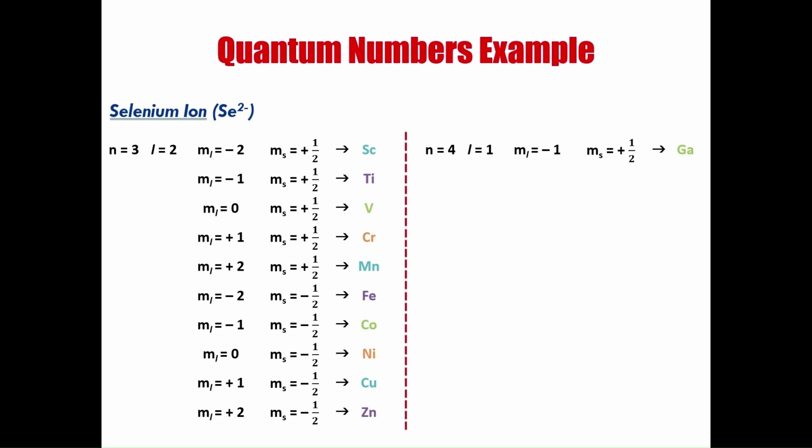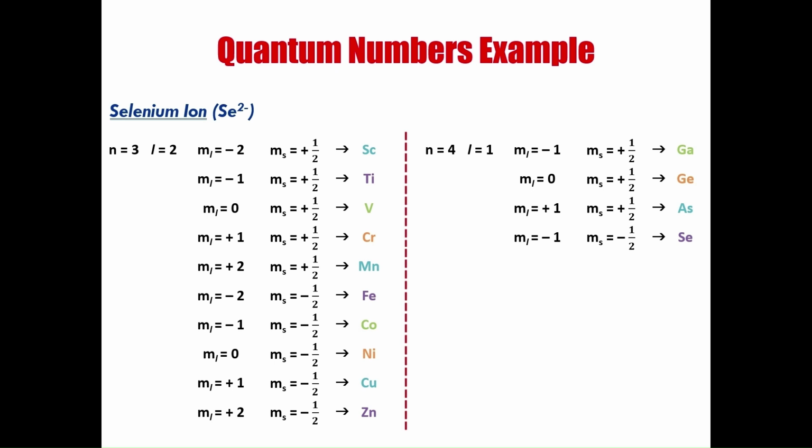Now, as always, I'm going to half fill each one of the p orbitals first with a positive spin. So I'm going to go to the next orbital, which is 0, positive spin, germanium. And then the next orbital will be positive 1, positive spin, arsenic. And now that I've half filled my 4p orbitals, I'm now going to fill them by pairing them with a negative spin electron. So going to my negative 1 again, negative spin electron, I'm now at selenium.